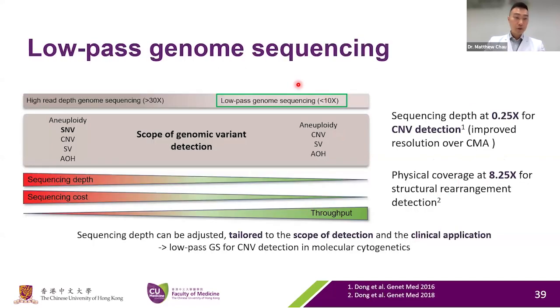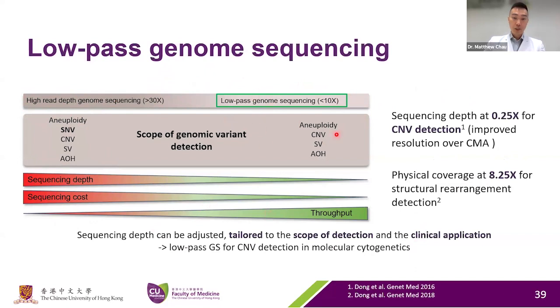Okay, now we move on to low-pass whole genome sequencing. As I mentioned, NGS is quite versatile, and we can adjust its read depth to tailor it to our scope of detection and the clinical application. By doing high read depth genome sequencing, we can detect a comprehensive list of variant types. However, that is expensive and it requires a lot of sequencing power.